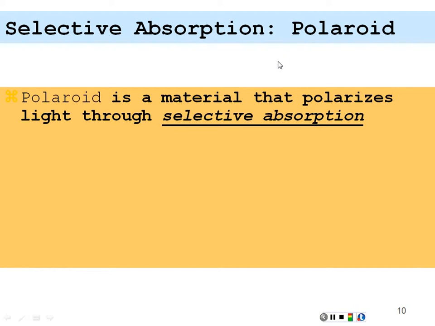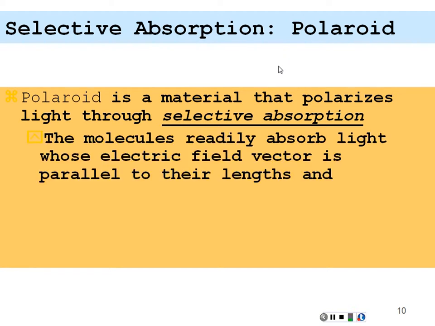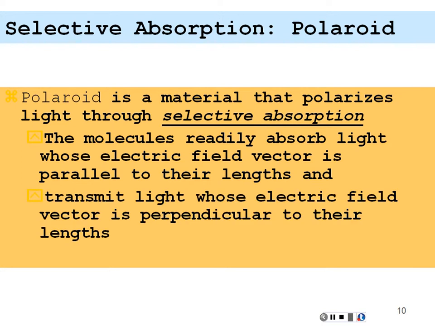Polaroid is a material that polarizes light through selective absorption. Generally, this material is made out of linear molecules, polymers. If you take those long linear polymer molecules and dip them in, say, iodine, you can make them electrically conductive, and hence they would be much more strongly absorptive along the direction of their length and transmit in between. So they'll transmit light whose electric field vector is perpendicular to the lengths of the molecules.